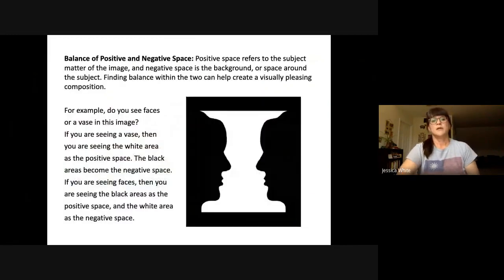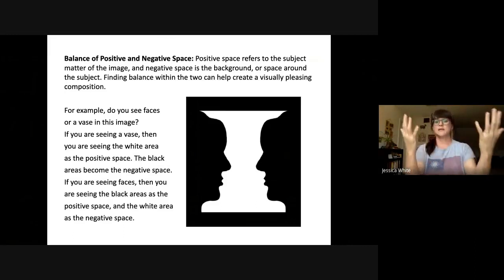So let's move on and talk about the balance of positive and negative space. Positive space refers to the subject matter of the image, the actual image that is the main point of the drawing. The negative space is basically the background or just all the space around it. So if you find a balance between the two, it can really help to create a visually pleasing composition.